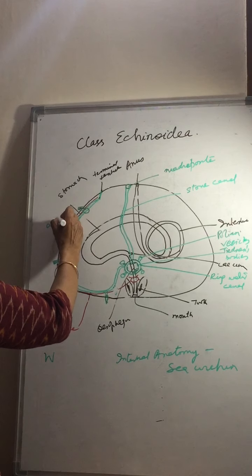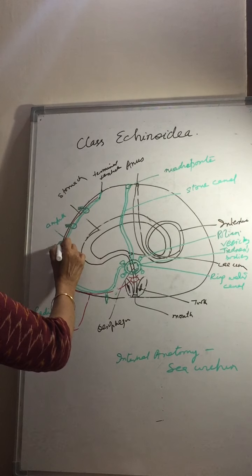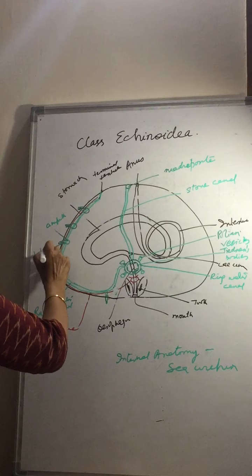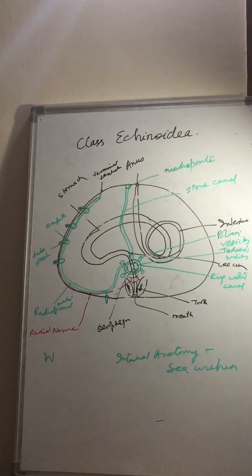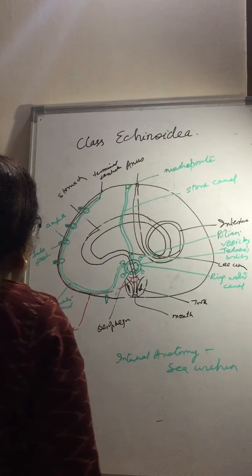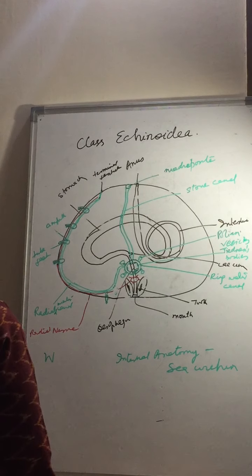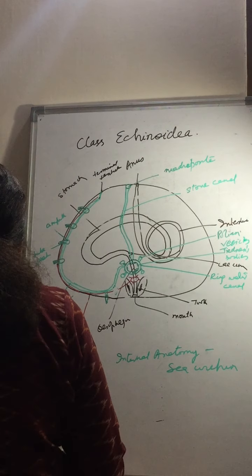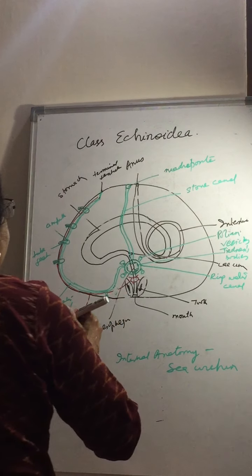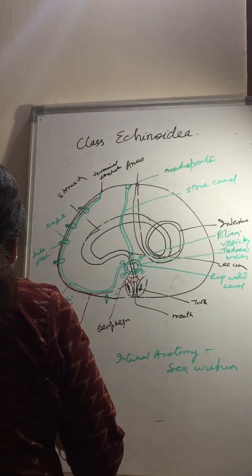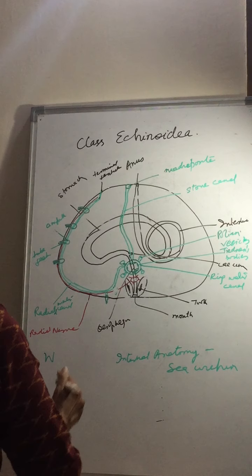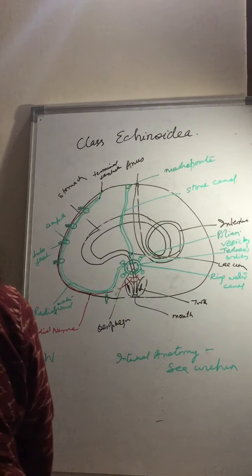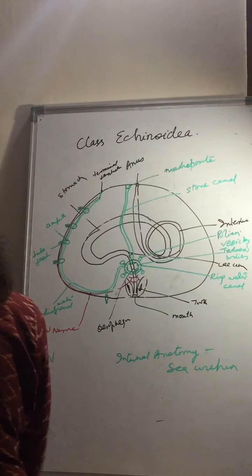This is the ampulla. And these are the tube feet which are there. Alright, so here what we have are the gonads.